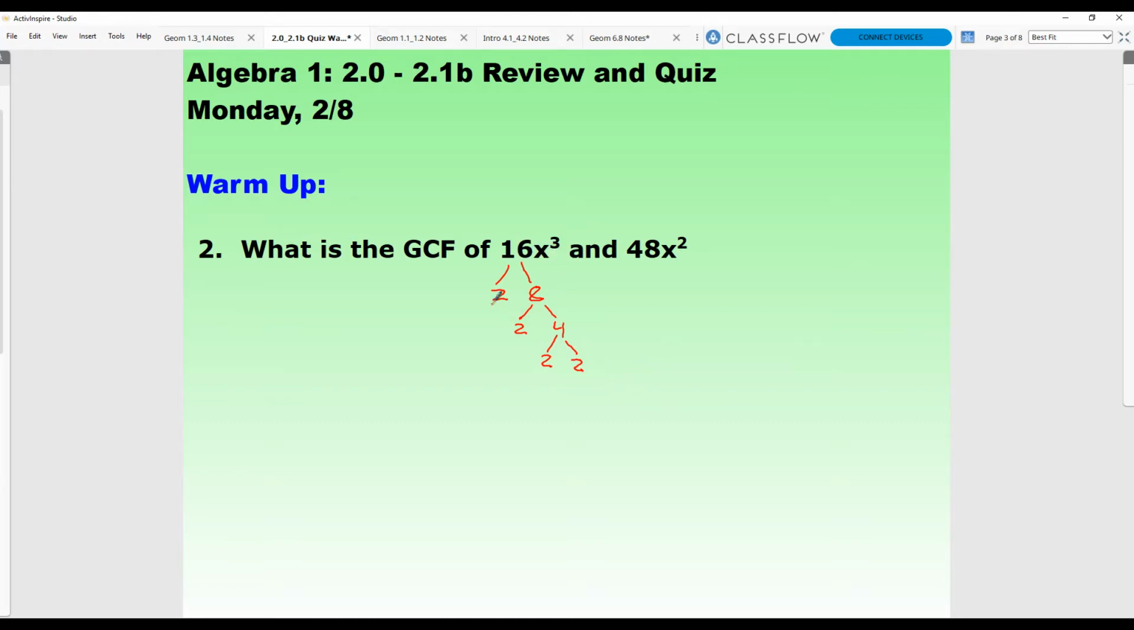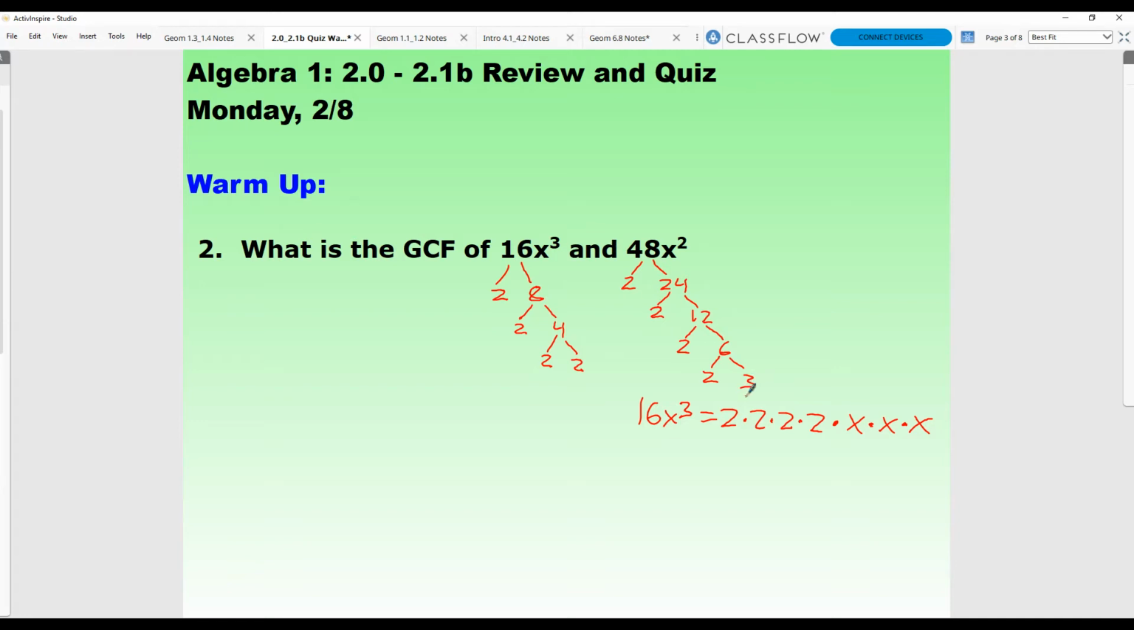All right, so if I write down 16x³ broken into prime factors, I would get 16x³ is equal to 2 times 2 times 2 times 2 times x times x times x. Okay, so there's 16x³ broken out. All right, do the same thing with 48. I'll start breaking that out. We'd have 2 times 24. All right, and then 2 times 12, and then 2 times 6, and then 2 times 3. All right, so there's 48 broken out into all prime factors.